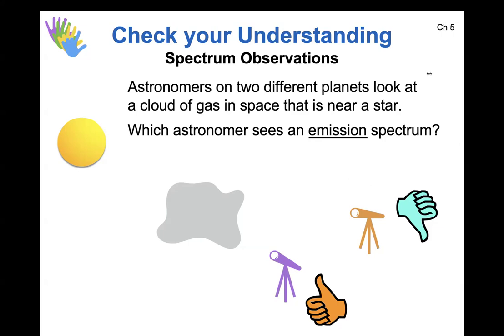So now let's answer the question. So thumbs up if the astronomer with the purple telescope is able to see the emission spectra, and thumbs down if the astronomer with the orange telescope on a different planet is able to see the emission spectra, or since it's just one, spectrum.